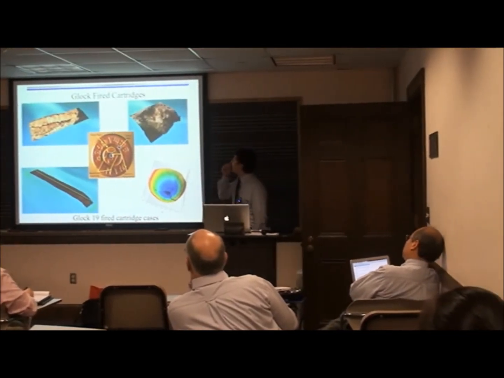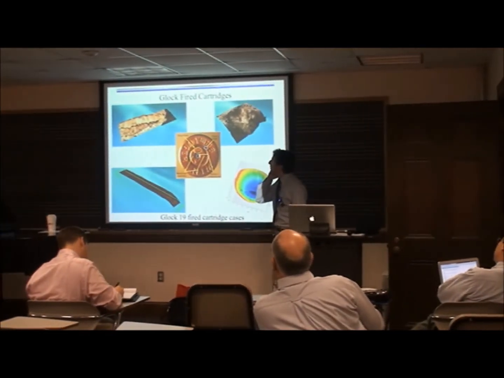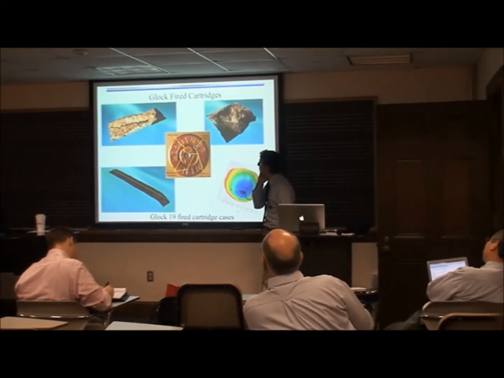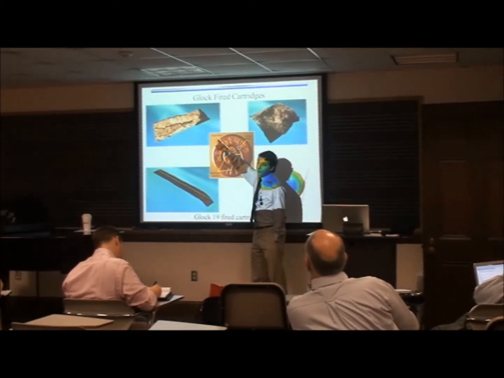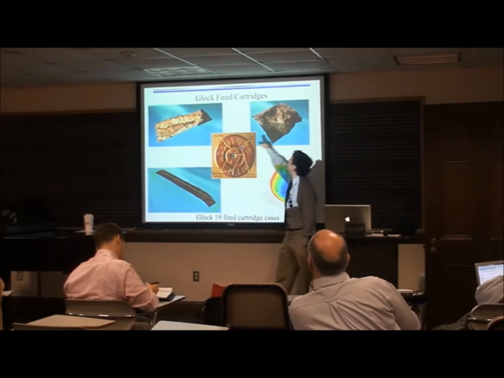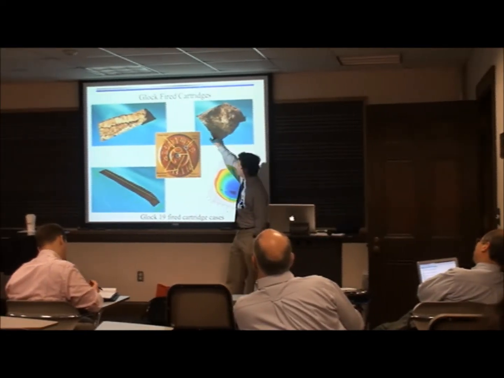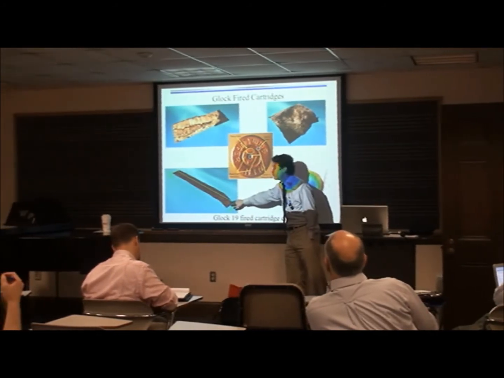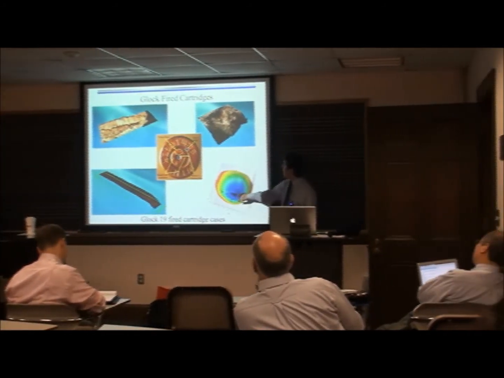Something else that we have a lot of in that database are surfaces from Glock-fired cartridge cases. We have a lot of primer shears, which is most of the data that I'll talk about for this talk. We also have in there a couple of ejector marks, and we also have breech face impressions and bottoms of firing pin impressions.